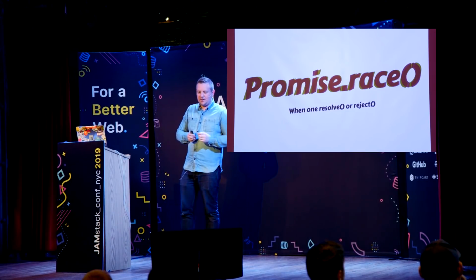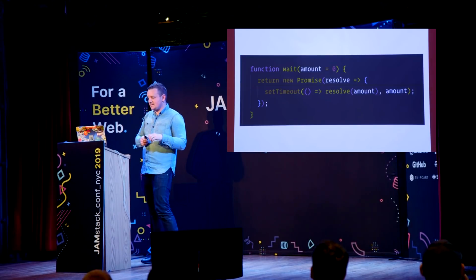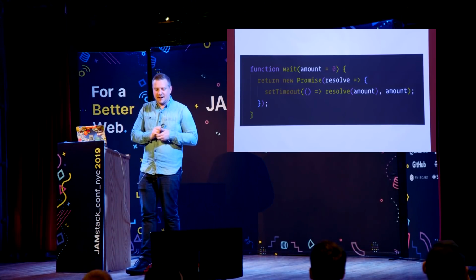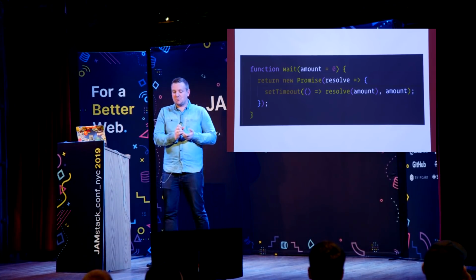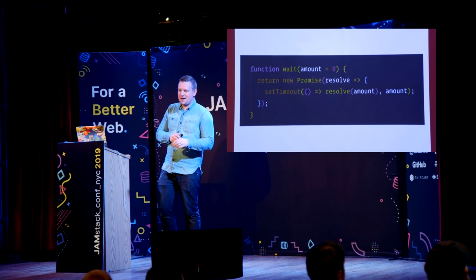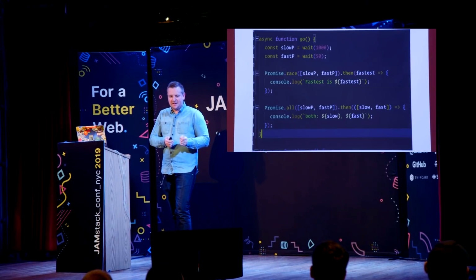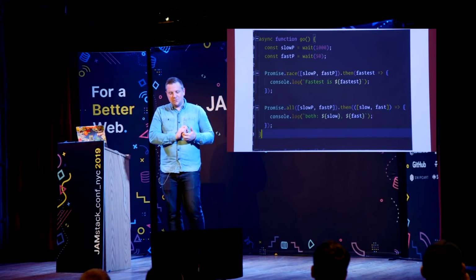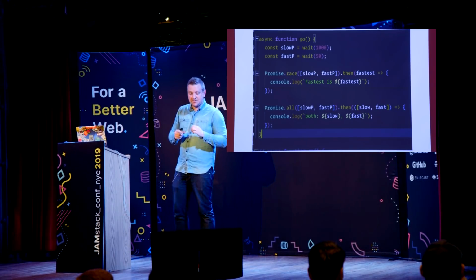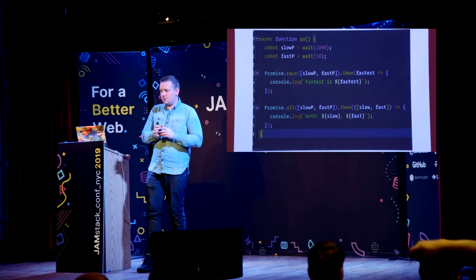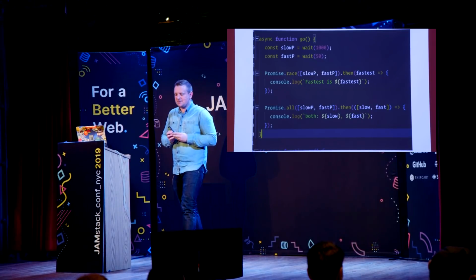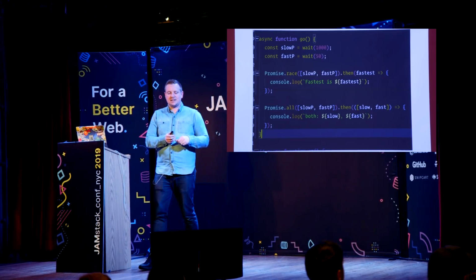Promise.race is whenever the first one resolves or rejects. So here I have a quick little function called wait, takes in an amount of milliseconds, and returns a promise. And that promise will resolve itself after however many milliseconds you asked. And it will also just return the amount that you waited for. Pretty simple little example of a promise. So if you want to know which one is the fastest or which one comes back first, you use Promise.race, and it will resolve to you the value of the one that finished first. Whereas Promise.all will wait for both of them to successfully finish.